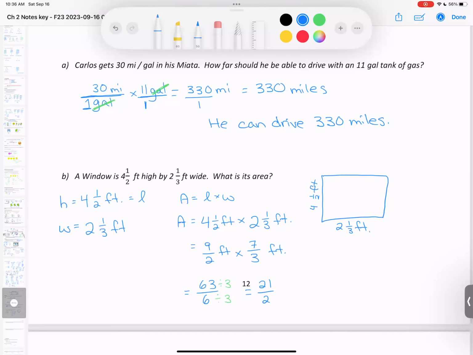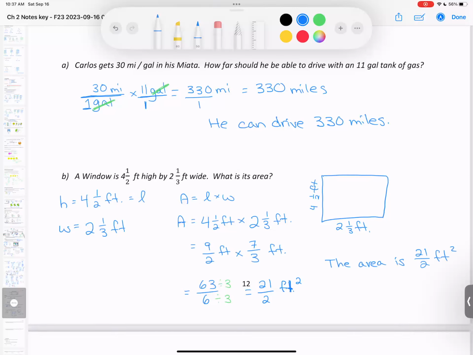Now let's think about units. Our units were feet multiplied by feet. So a number multiplied by itself, we could also write as feet squared. Anytime you're dealing with area, your units are going to be squared. So here our units are feet squared. So we could say the area is 21 over 2 feet squared.